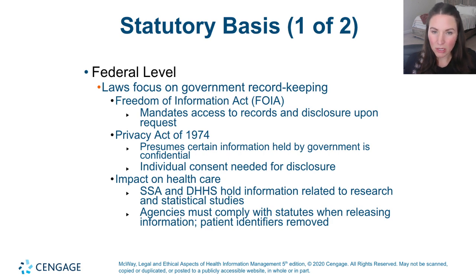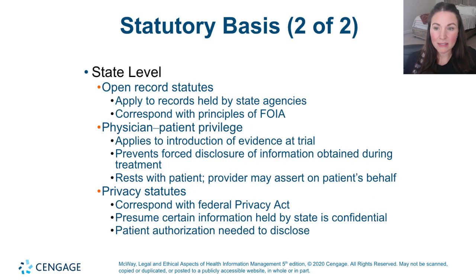The Social Security Administration and the Department of Health and Human Services, which are both executive branch agencies, can release information for the purpose of research and statistical studies, but they have to follow the statutory provisions of removing any patient identifying data. Okay. Now, on the state level, the confidentiality protections fall into three categories.